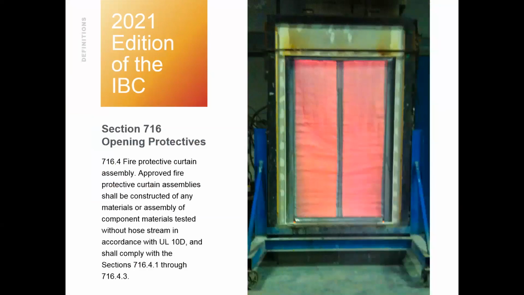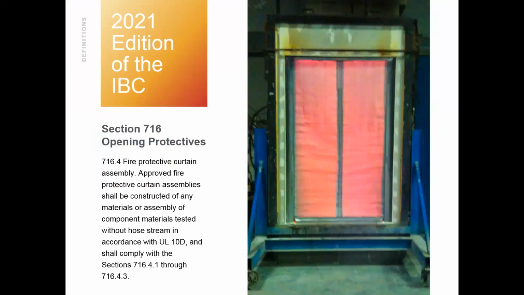The answer is yes. Obviously, in Section 716, where everyone goes for opening protectives, fire protective curtain assemblies are constructed of materials or assemblies or components, materials, listed, tested, whatever. Lastly, they're tested without hose stream and in accordance with UL 10D. Those are the two pieces that we're going to focus in on.